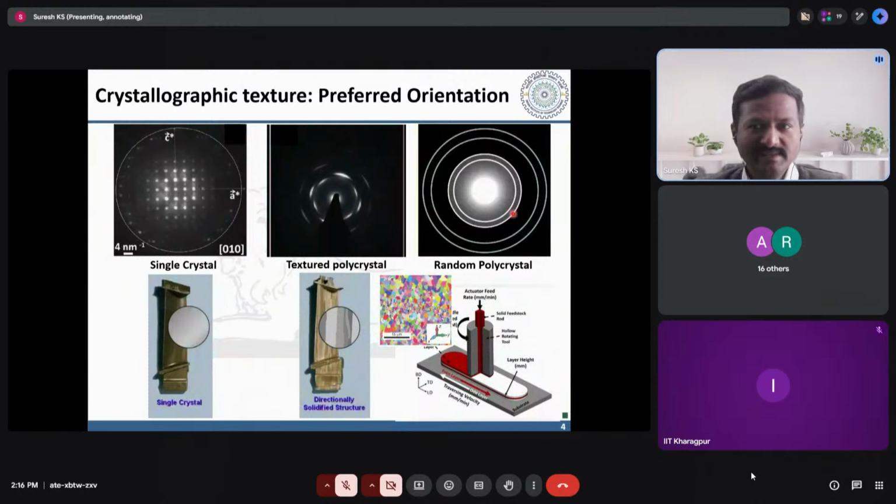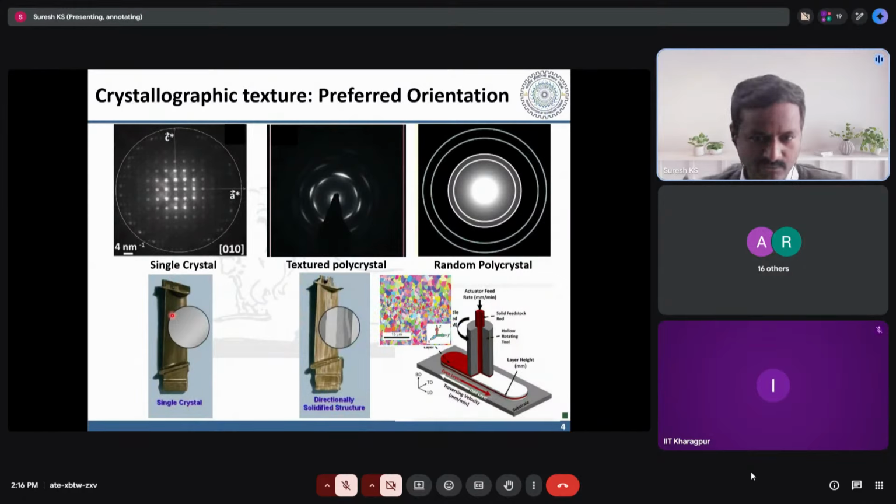So now when we say preferred orientation, it means that certain orientations occur multiple times in comparison to others. Now, if we take a single crystal where you have only one particular orientation, this is one extreme. So as such, there is no preferred orientation.